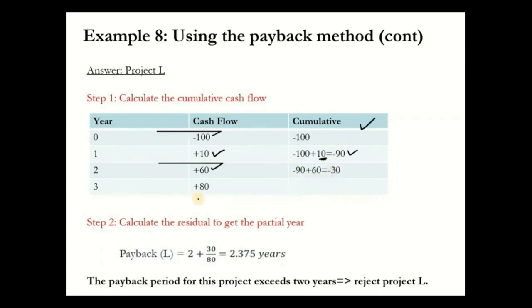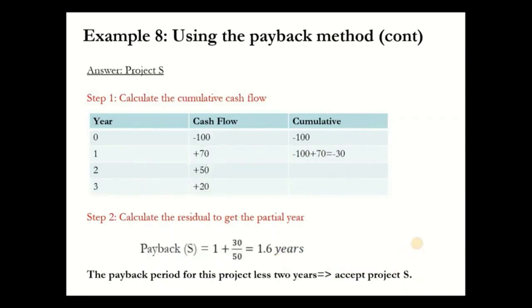30. And now in the next period, it means we can still go for the next period. 30 is not yet recovered. If you see the next period, you are going to get 80, but you need how much? 30, right? So the year before the full recovery is year 2, so we will stop at year 2 plus how much is left? 30. So how much is left is 30 divided by the cash flow of the year, that is 80, so 2.375. Okay, so the condition was 2 years, and the payback period for this project exceeds 2 years, so we are going to reject it.